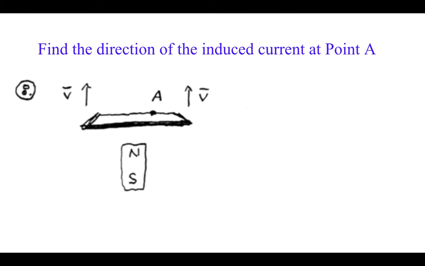Here we're pulling a loop of wire away from the north pole of a magnet. So fields come out of north poles, so the magnetic field points up at the position of this loop. But since we're pulling it away, we're going to be losing upward flux. So the upward flux is decreasing because we're pulling it farther away from the magnet. And if we're losing upward flux, we're going to have to make more upward flux to fight the change, to compensate for the loss of the upward flux.